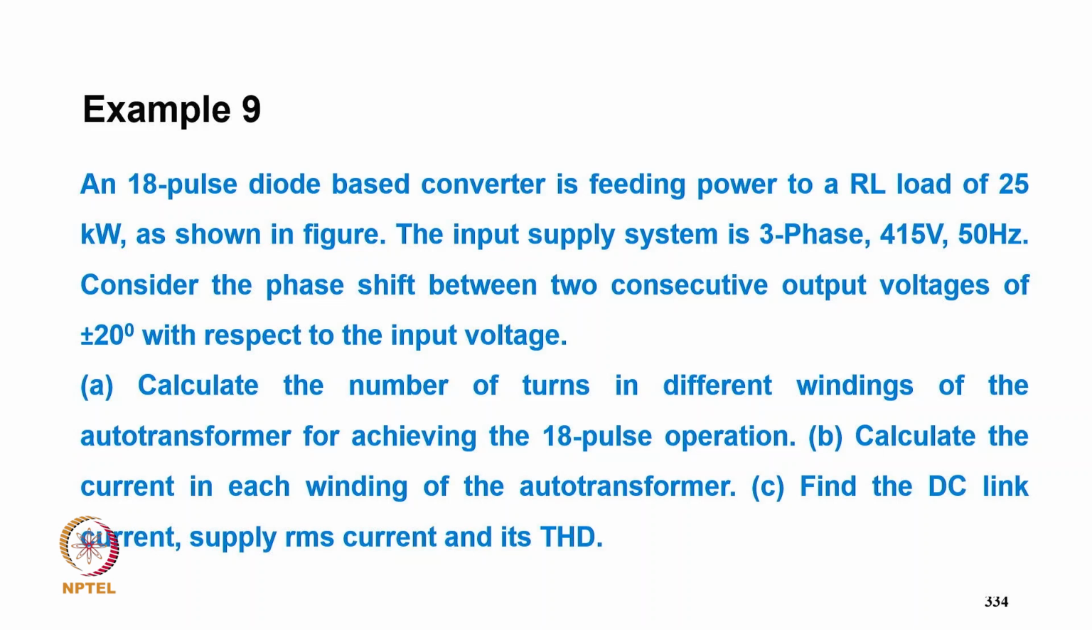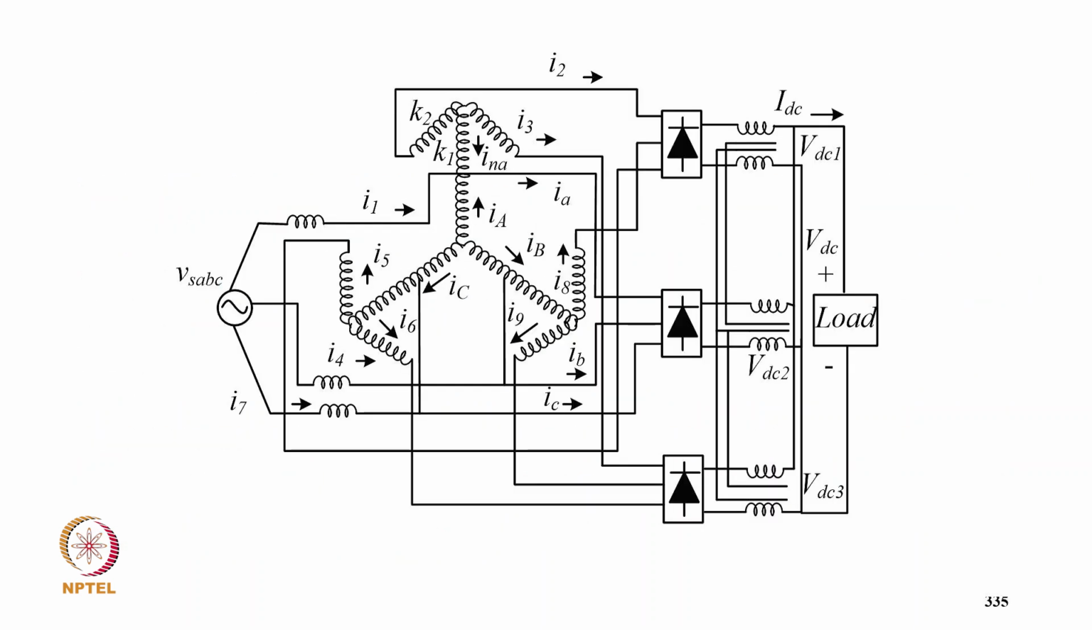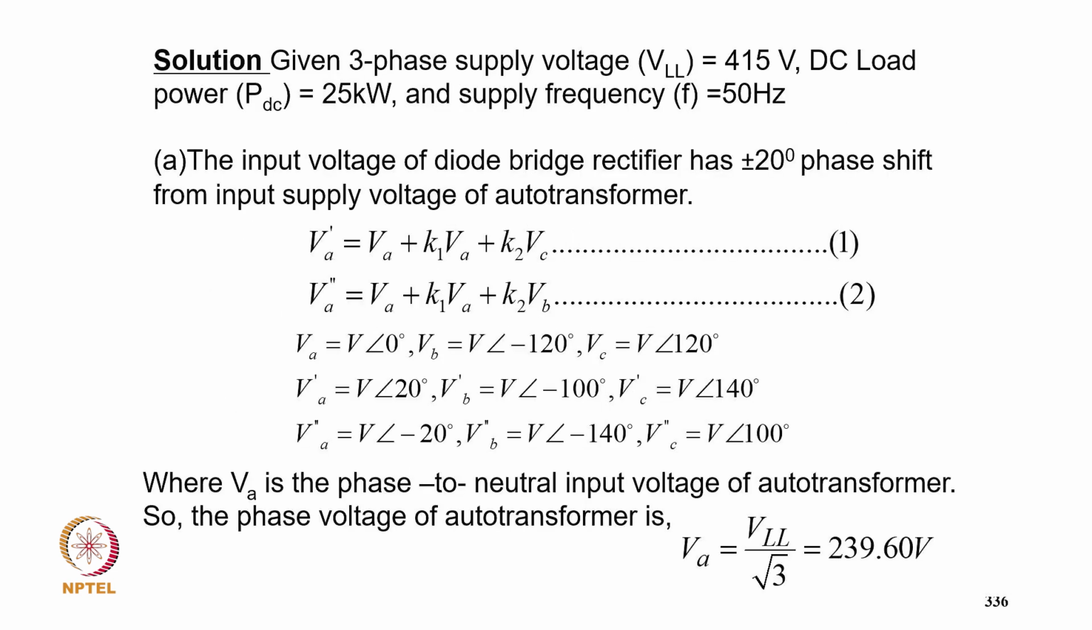Calculate the current in each winding of the transformer, find the DC link current, supply RMS current and THD. So this 18 pulse converter, again with the power, you can call it the kind of a PERC, an umbrella connection to give a plus minus 15 degree, plus minus 20 degree phase shift with respect to the original. And then coming to the solution: 3-phase supply voltage VLN 415, DC load of 25 kilowatt and supply frequency 50 Hz.